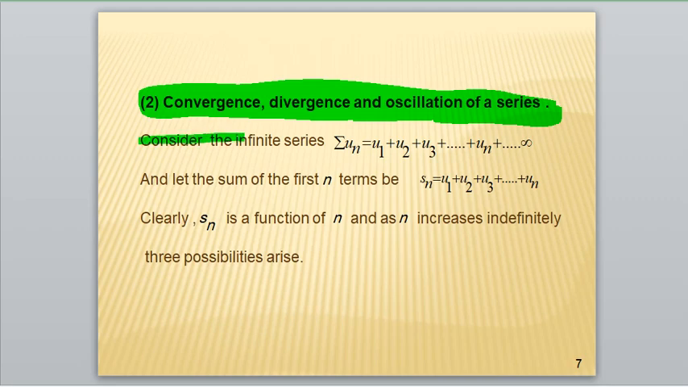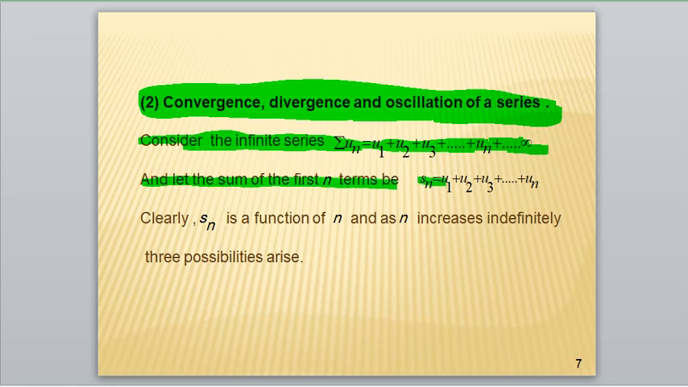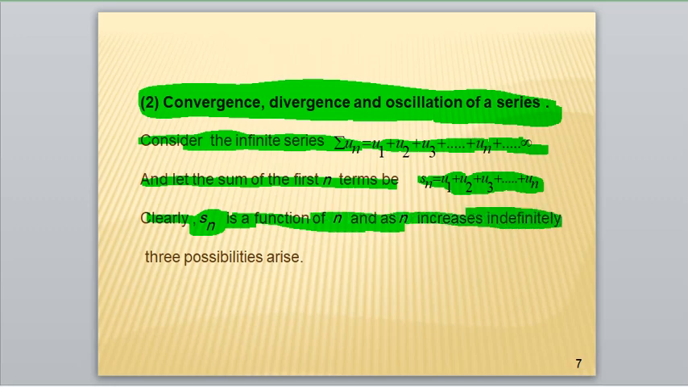Consider the infinite series summation un, which is u1 plus u2 plus u3 right until infinity, and let the sum of n terms be Sn, which will be u1 plus u2 plus u3 right until un. Clearly Sn is a function of n, and as n increases indefinitely, three possibilities arise.